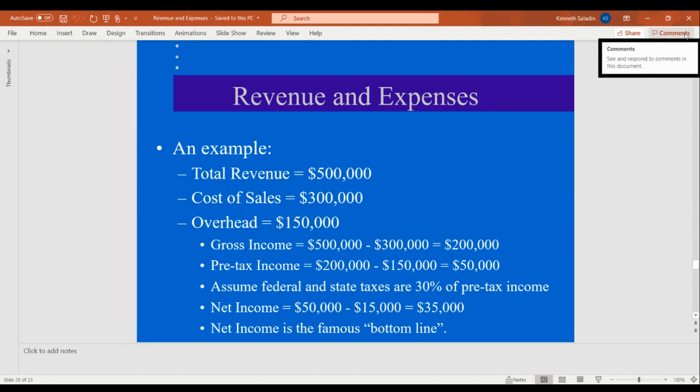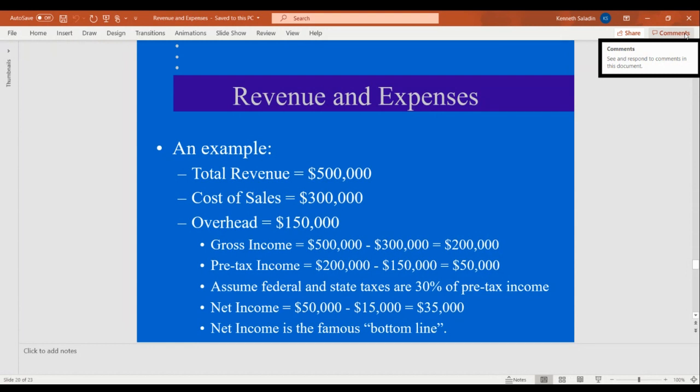All right, so in order to calculate net income, we have to take the pre-tax income of $50,000 and we have to subtract the taxes. Well, the taxes are 30% of $50,000, which ends up being $15,000. So in our example, the net income would be $35,000.